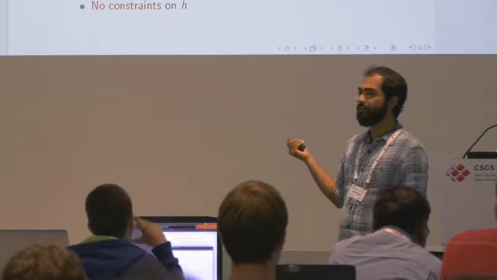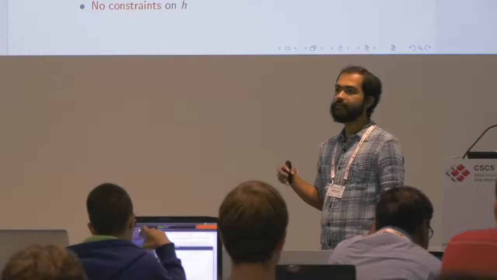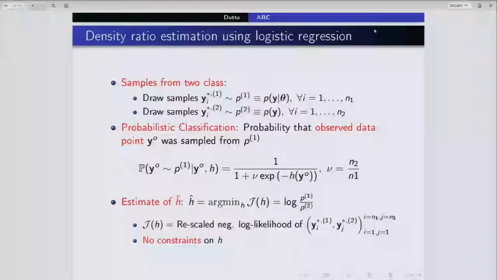One of the basic methods we choose here is logistic regression. If you have taken a linear regression or linear model course in statistics, math or computer science, you have probably all seen logistic regression before. The basic idea is that you draw samples y_i star from the first density function. This is the forward simulation part, and you can also use forward simulation in a clever manner to simulate from the other one, and you get these samples.